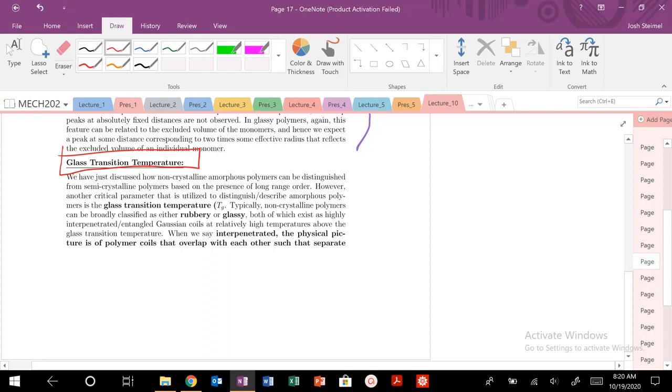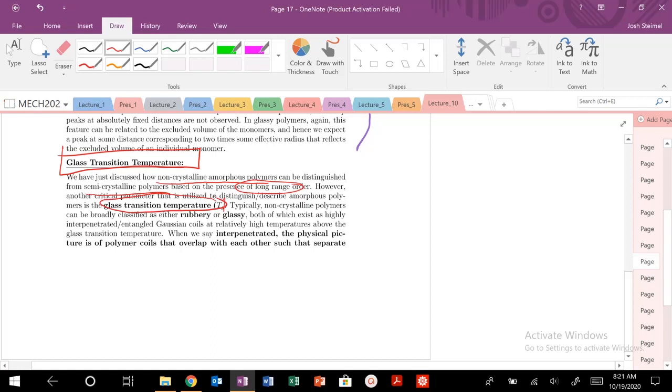With the first of several discussions about the glass transition temperature. So we said that our non-crystalline amorphous polymers can be distinguished from semi-crystalline polymers based on this kind of long-range order. Another critical criterion that we use to distinguish between amorphous and semi-crystalline polymers, actually for polymers in general, is this glass transition temperature, Tg.